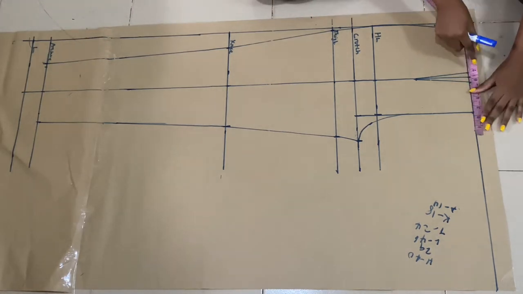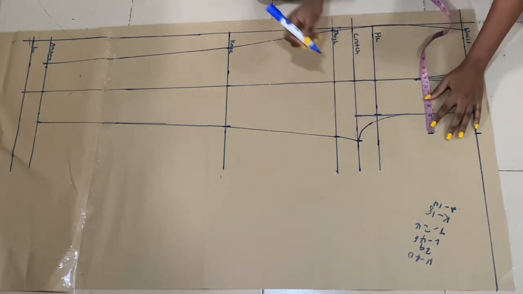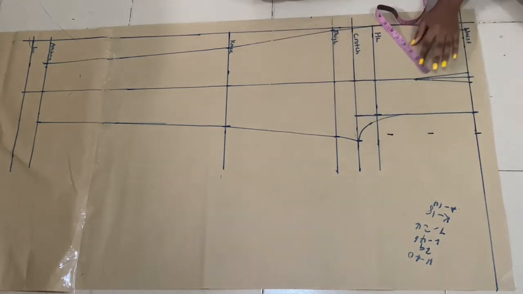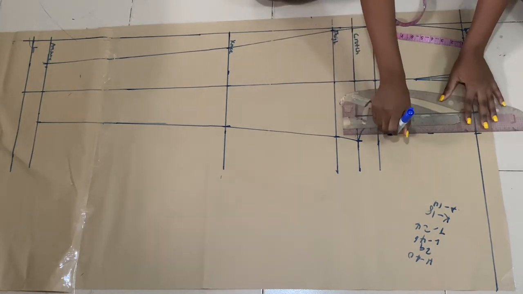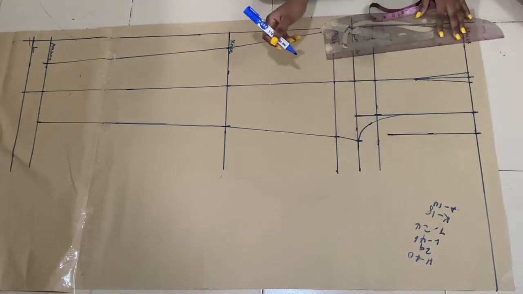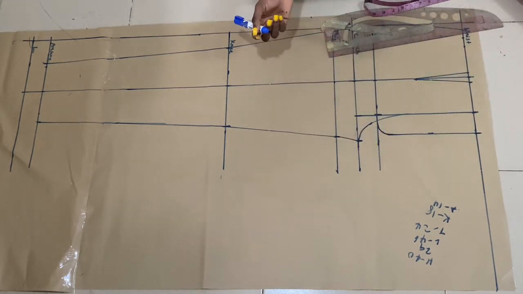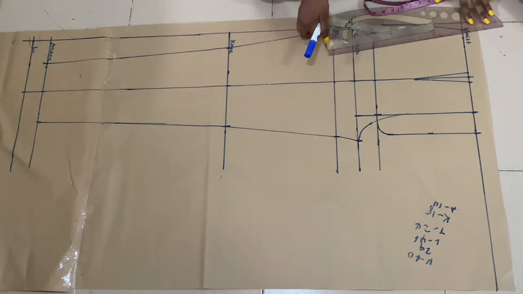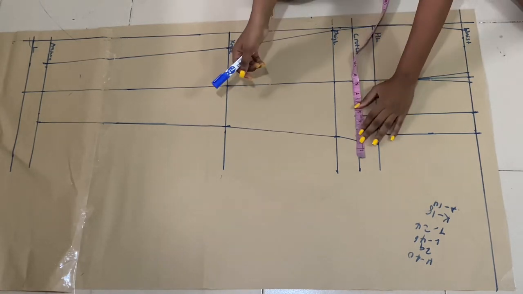So if you want your trouser to have a front zipper, this is just how you are going to do that. I'm ruling 2 inches away from the hip line I drew up, and I'm just going to rule it down. And from there, I'm going to curve it into my hip line. So that's just what I did. Very simple. 2 inches away from the hip line and curve it into your hip line also.